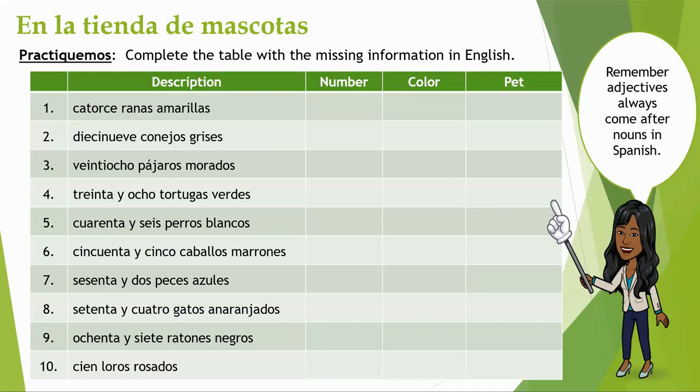Give me that in English, please. Okay, so it's 19 gray rabbits. That is correct. Muy bien. Who can do the next one? 28 pájaros morados.